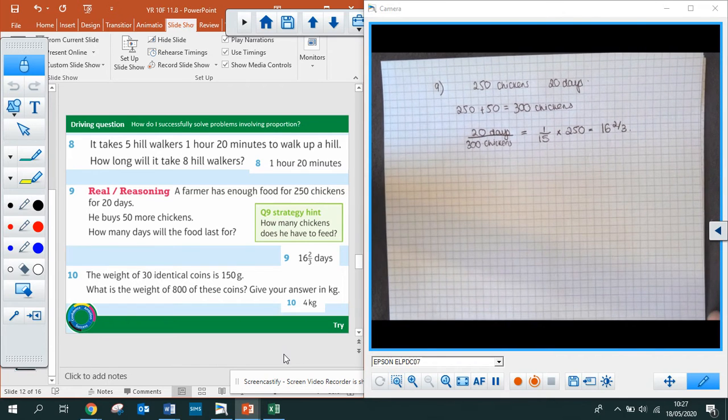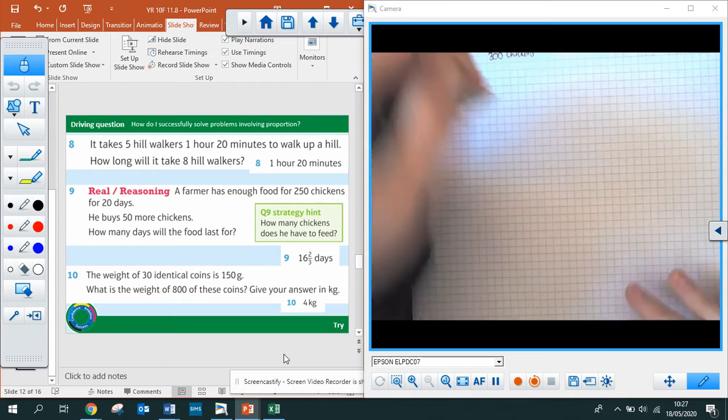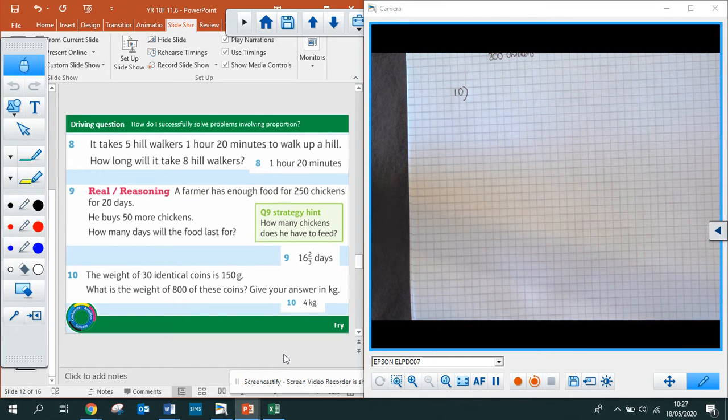I think number 10 said the weight of 30 identical coins is 150 grams. Okay, so we've got 30 coins. They're all exactly the same, and together they weigh 150 grams. What is the weight of 800 of these coins? Give your answers in kilograms, okay?